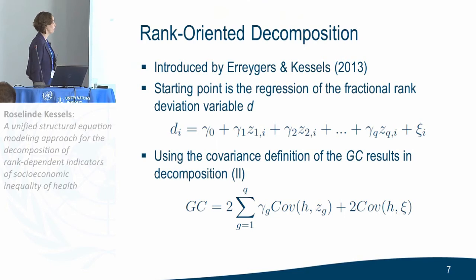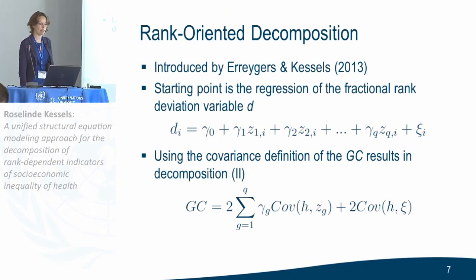Okay, we can do the same thing for the fractional rank deviation variable d. We can propose a regression for D given by a set of explanatory variables Z, ranging from Z1 up till ZQ, and then using the covariance definition of the GC, and we do some mathematics, we obtain the rank-oriented decomposition, to which we refer further to as decomposition 2, which contains a set of Q contributions, one for each of the explanatory variables Z, and then again a residual component. Okay, these are two one-dimensional decompositions.